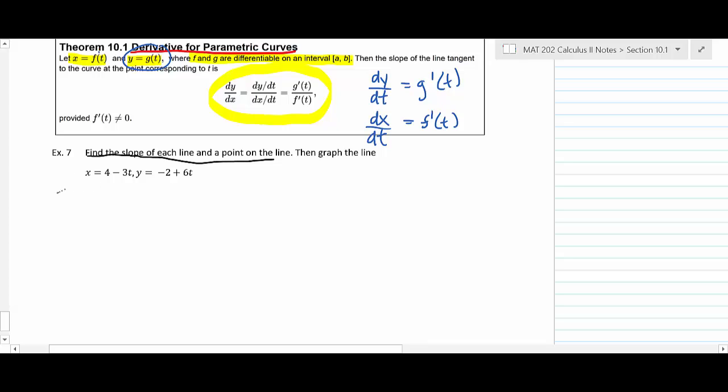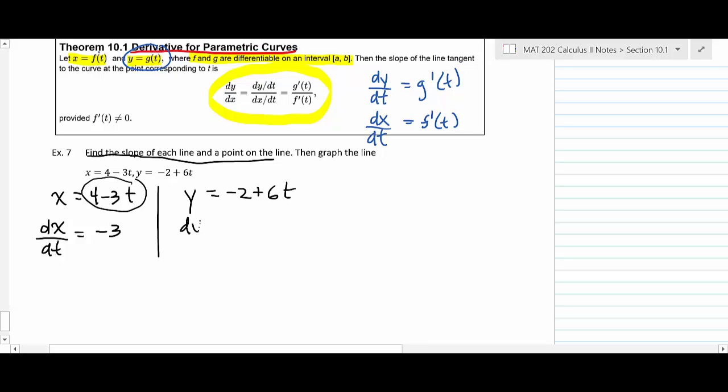So let's start by writing down: we have x is 4 minus 3t. So what you're going to do is take the derivative of x with respect to t. So we just do dx over dt. Okay, well, the derivative of this function with respect to t is what? It's negative 3, right? Okay, then we write down y is equal to negative 2 plus 6t. So what is dy over dt? That's 6, okay, like that.